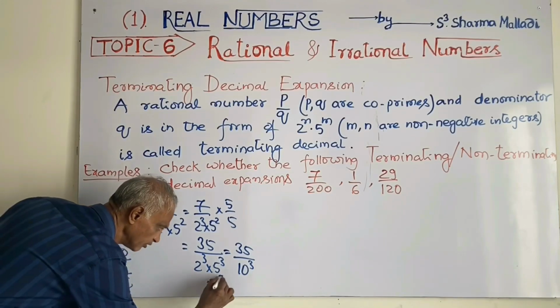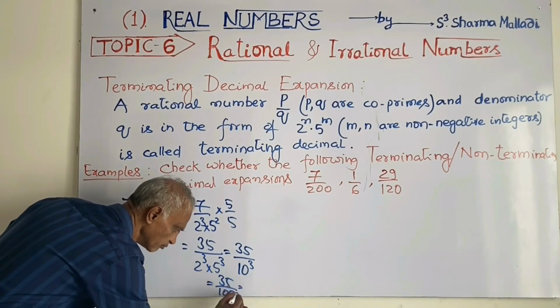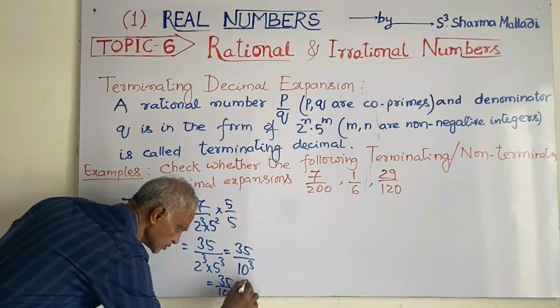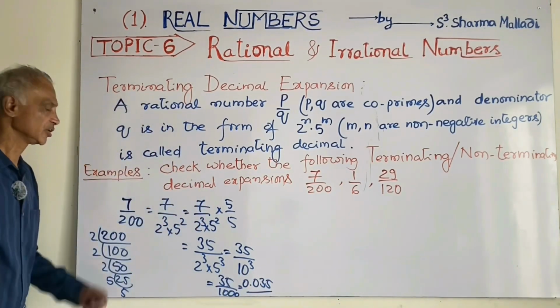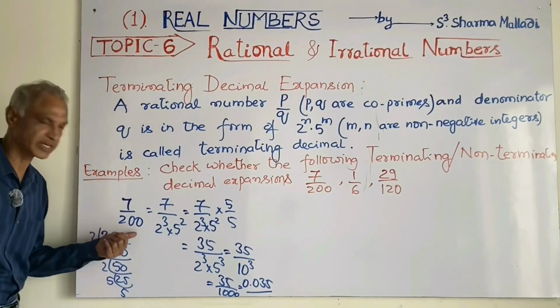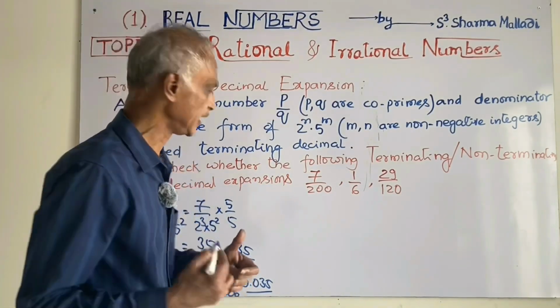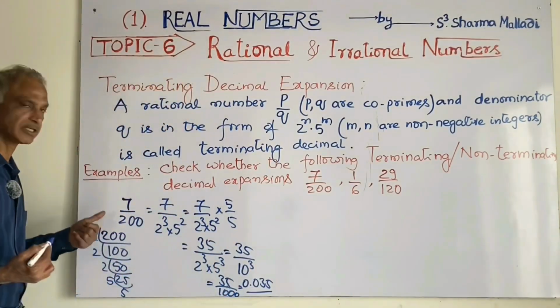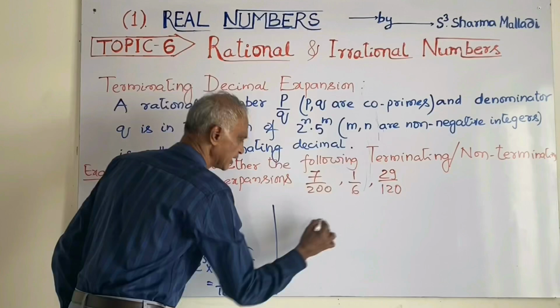Now 35 by 1000 is equal to 0.035. If you divide 7 with 200, you are getting 0 as the remainder, and this is terminating decimal expansion. I will take this one, 1 by 6.